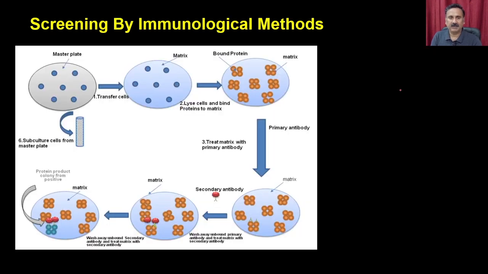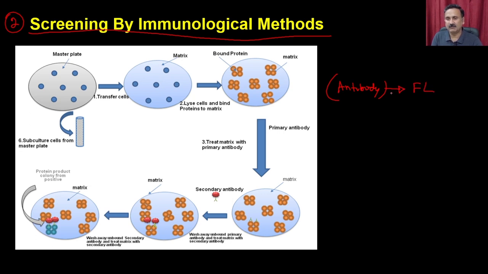Now the second step, second method. The second method is screening by the immunological method. In the immunological method, you are going to use the antibody as the probe, right? Antibodies can be tagged with an enzyme, or you can add a fluorescent dye. So the antibody can be tagged to a fluorescent dye, or it can be tagged to an enzyme such as HRP or alkaline phosphatase. In this case, step one is the same.